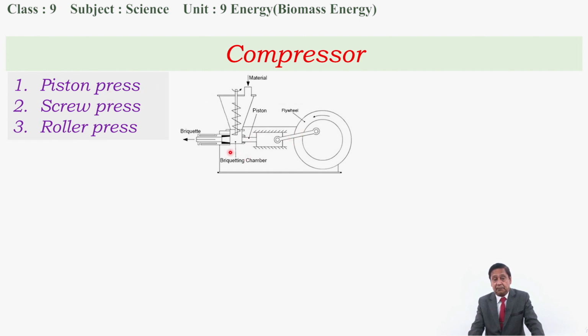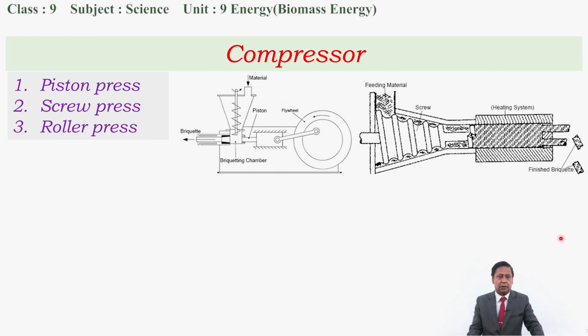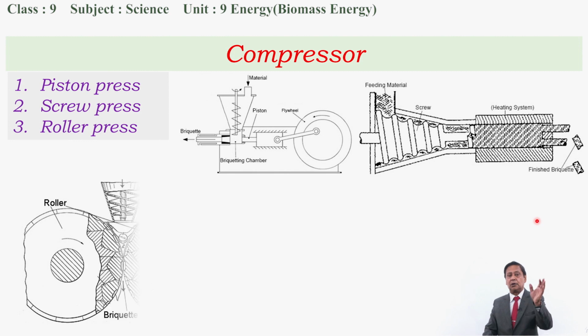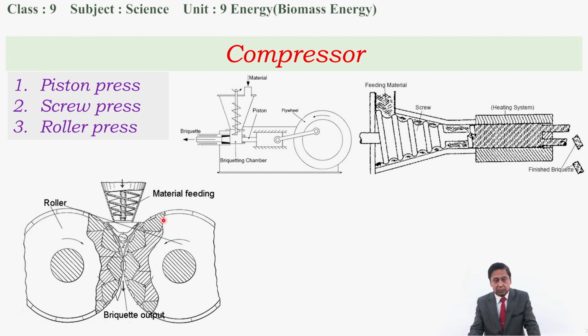Here is the piston. And in the same way, there is a screw press also. Biomass material is fed into it, and when the screw is rotated, it is pushed forward and comes out in pieces, which are actually briquettes. In the same way, there is a roller press also, in which when we feed the material, it comes out as a briquette. I mean to say it is pressed by the rolling of this roller, and when it passes through the roller, it is compressed and briquette forms.